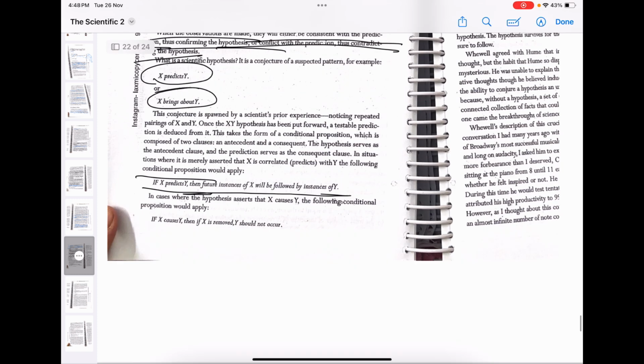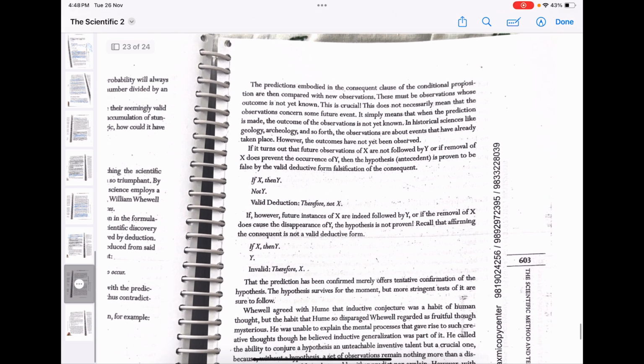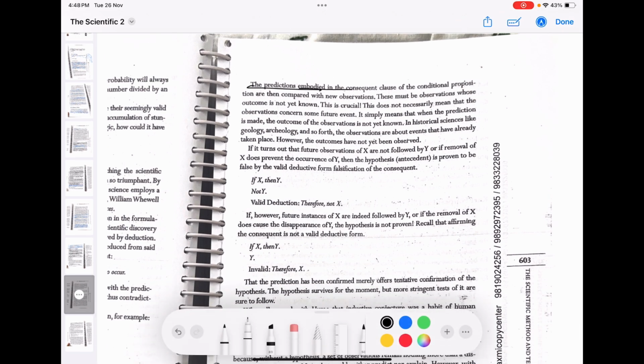Conditional proposition, right? The predictions embodied in the consequent clause of the conditional proposition are then compared with new observations. Now let's look at the outcomes. If it turns out that future observations X are not followed by Y, or if removal of X does not prevent the occurrence of Y, then the hypothesis is proven false, right? If X, then Y, not Y, then not X.